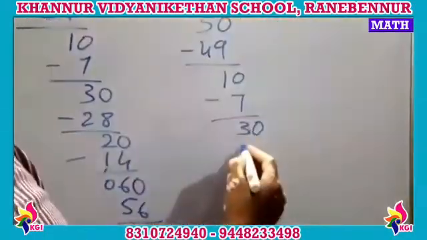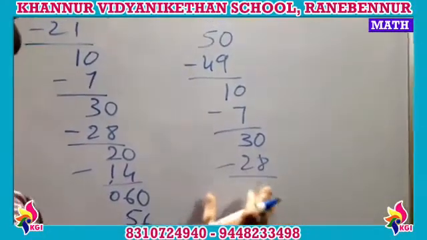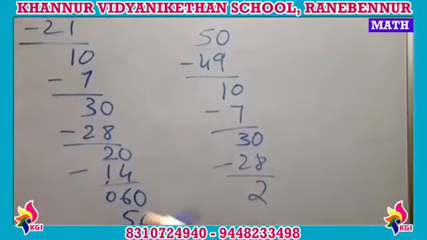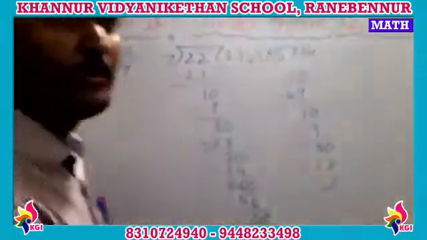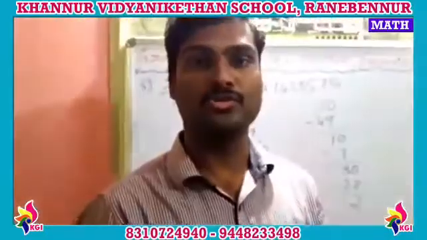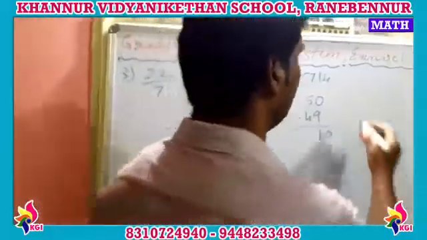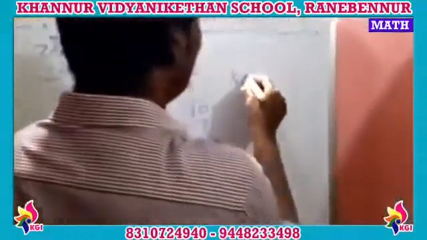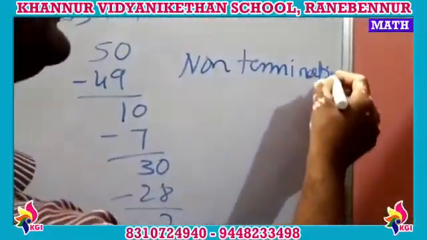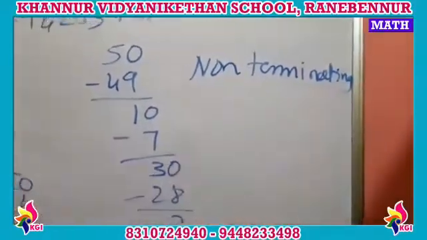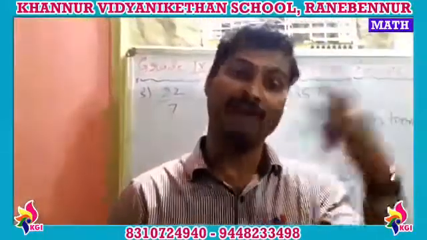7 4s are 28. Is it going to terminate? 2 remained. Okay. So like this it will go on continuously repeating. If you go like this in many ways, it will not end. So it is called non-terminating decimal expansion. Okay, these are the 3 examples I have revised for you.